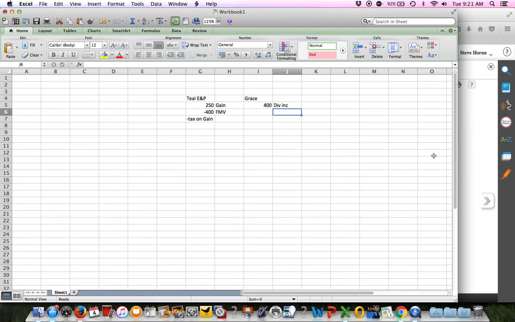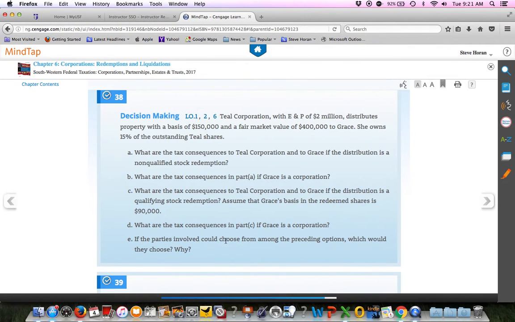Okay, let's look at B. If the parties involved could choose from the preceding options, which would they choose and why? For Teal, consequences to Teal would be the same in option A. Grace Corp would receive dividend income of $400,000. Only 30% of the $400,000, or $120, would be taxed to Grace. Okay. And the reason for that, of course, is the dividends received exclusion.